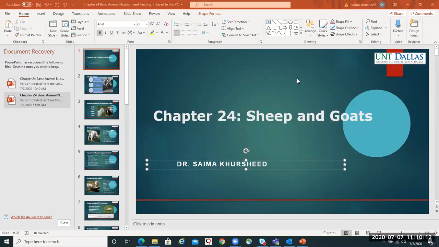So good morning. Today we will be completing chapter 24, that's the sheep and goats, and chapter 28 that will be about the dogs and cats. So in sheep and goats, we will talk about the general requirements required by the sheep and goats, the nutrients required by the sheep and goats, and we will also go through the specific requirements and feeding of sheep and goats. So let's start with the sheep.